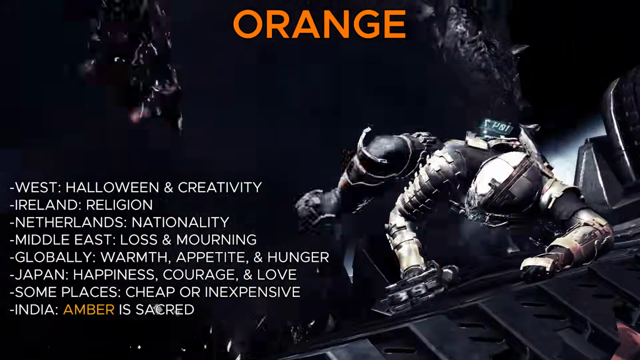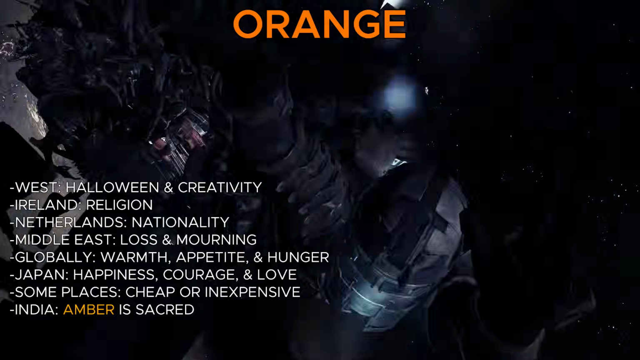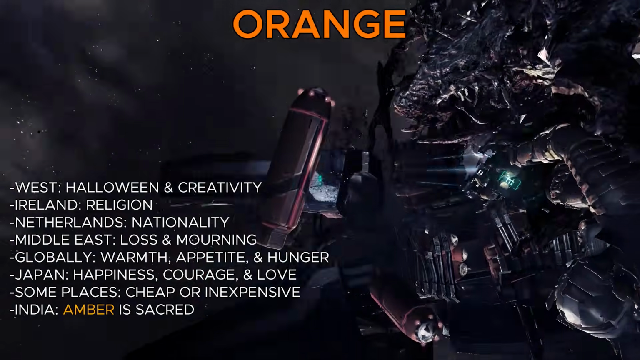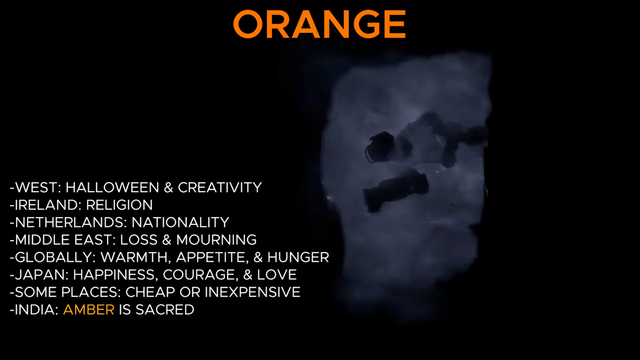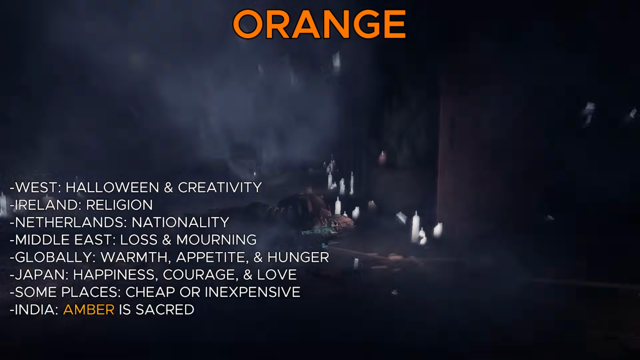In Japan, orange is the color of happiness, courage, and love. It's also psychologically associated with hunger and appetite. In some countries, it's linked with a product or company being inexpensive. In India, the shade of amber specifically is a very sacred color.